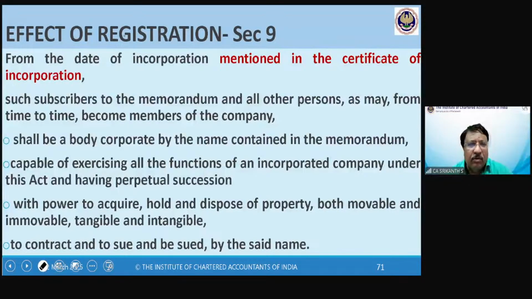It's a very, very magic moment. When the law creates a new person, 7 or 2 people sign, and on their completion of the formalities, one more person comes into existence. I even mentioned it in the last class, like from the Yajna, Draupadi comes. Like that, from this 7 people's signature, suddenly one new company comes, an incorporated body. And that body will be a body corporate. It is capable of exercising all the functions of an incorporated company, having perpetual succession, with power to acquire, hold, and dispose property, both movable and immovable, tangible and intangible. It can enter into contracts. It can open bank account. It can sign.